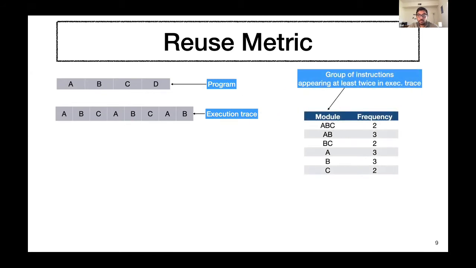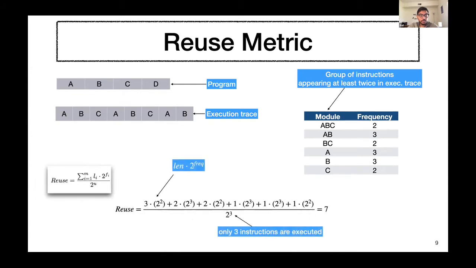So the modules would be groups of instructions which are executed at least twice. So we have ABC, AB, and so on and so forth. And using the formulation that we just discussed, we can calculate the reuse. So 3 is the length of the module ABC, and 2 is its frequency. And AB has a length of 2 and frequency of 3, so on and so forth.